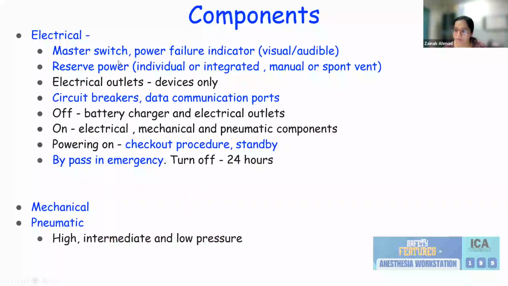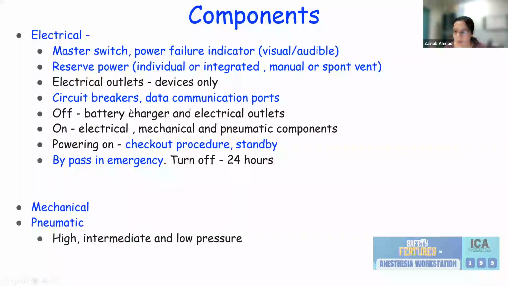So we can see that these workstations have made our life a lot easier. I would say that each and every part of the machine is designed in such a way that it adds to the safety of the machine. But to be specific, the master switch, the power failure indicator, the reserve power, all these are safety features. It is all intuitive, right?